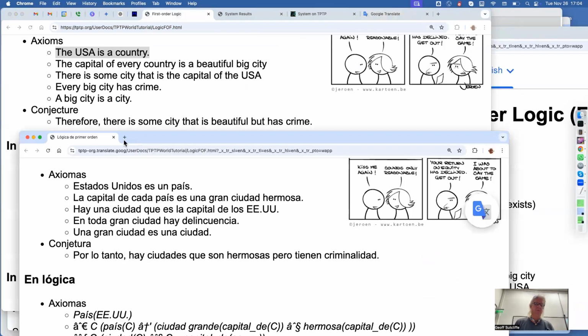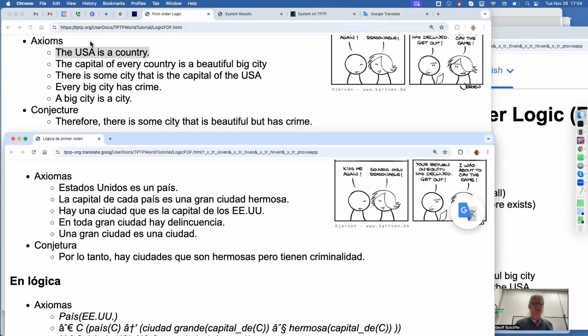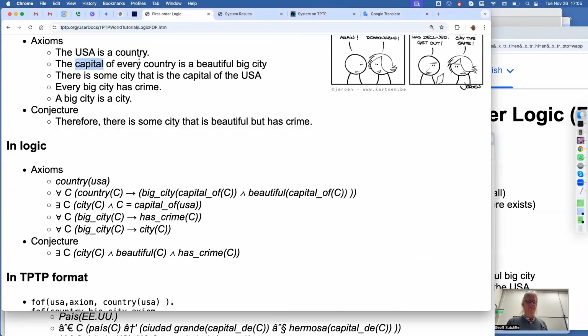Okay, so here's what I want to describe. The USA is a country. The capital of every country is a beautiful big city. Yes, Bogota, beautiful big city. There is some city that is the capital of the USA. Capital of USA is Washington. Capital of Colombia, Bogota. Right?